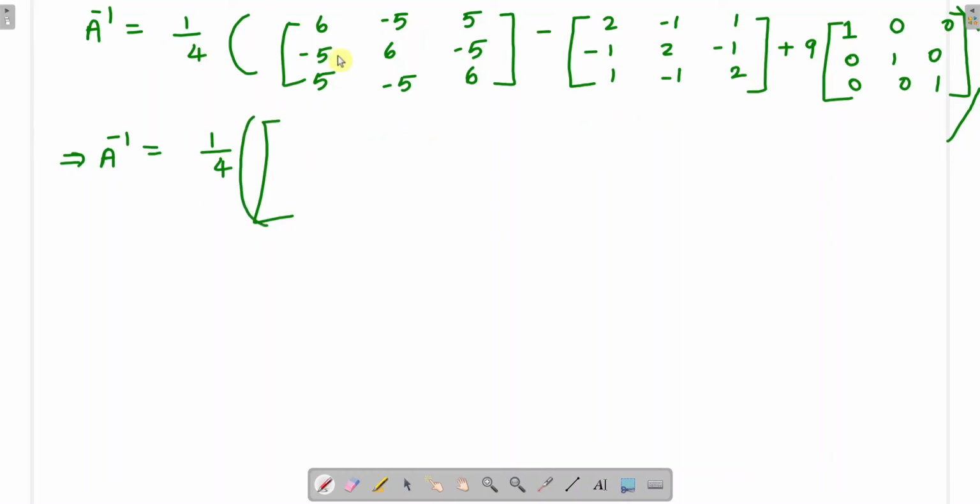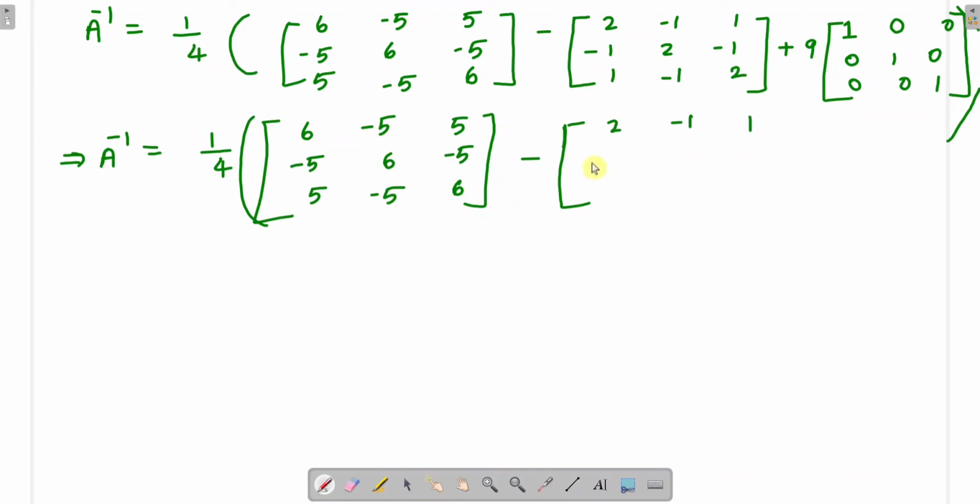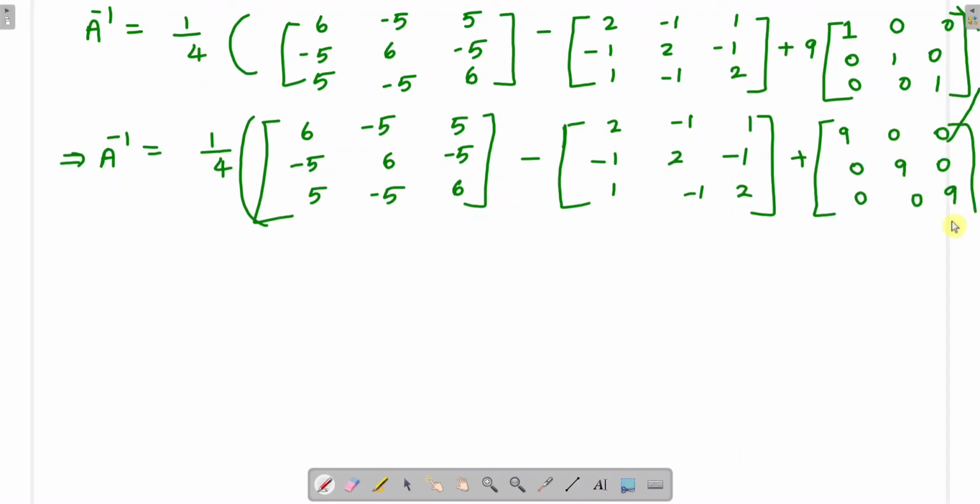So we have to write these two matrices again. 6 minus 5 5, then minus 5 6 minus 5, 5 minus 5 6, then the matrix 2 minus 1 1, minus 1 2 minus 1, 1 minus 1 2, and then we have to multiply 9 to this: 9 0 0, 0 9 0 and 0 0 9. So what will we get? A inverse is equal to 1 by 4. Now we can add or subtract as you have here.